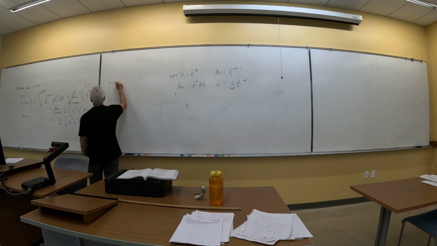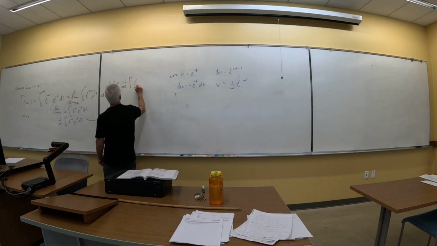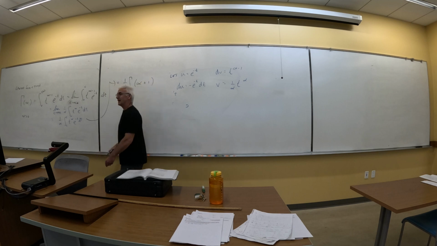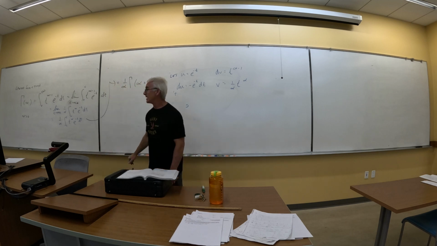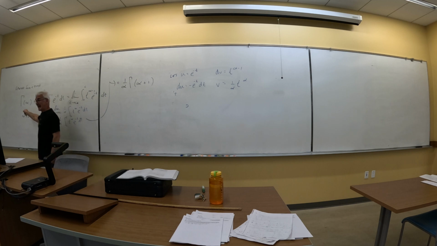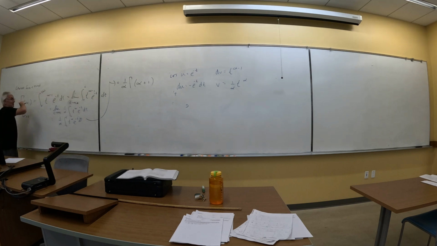What is this equal to? This is equal to 1 over alpha times gamma of alpha plus 1. Why? Because the definition of gamma of alpha is this. So therefore, the definition of gamma of alpha plus 1 would be, I just increase that by 1.